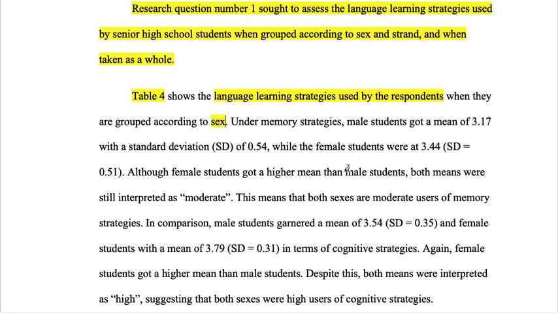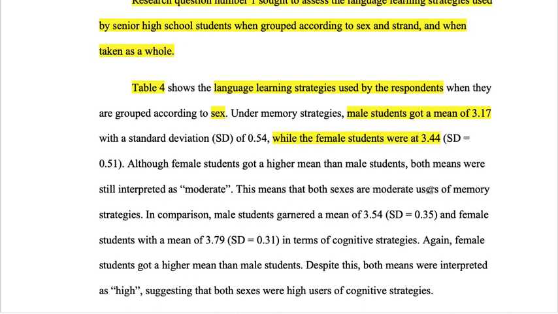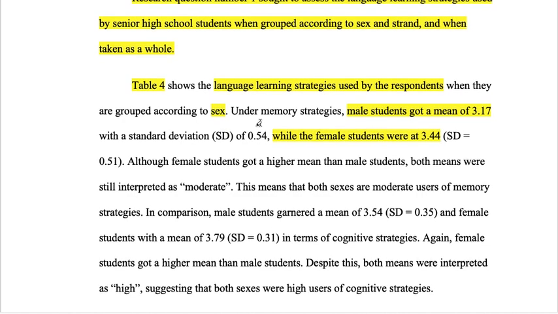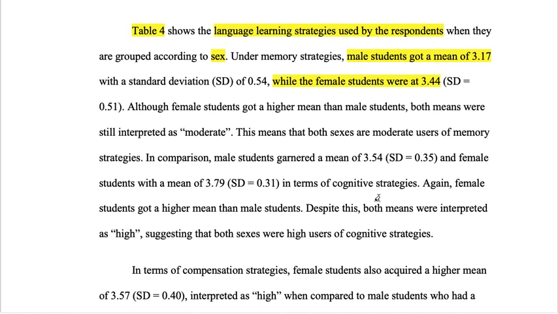Alright, so the technique here, class, is you are to provide the highest means compared to the lowest means of your data, or important data only. For example, male students got a mean of 3.17 while, compare and contrast. This time we are using compare and contrast of data in writing, okay? While the female students were at 3.44. So this is how we write our data commentary.